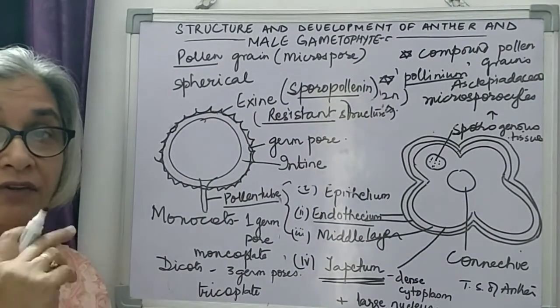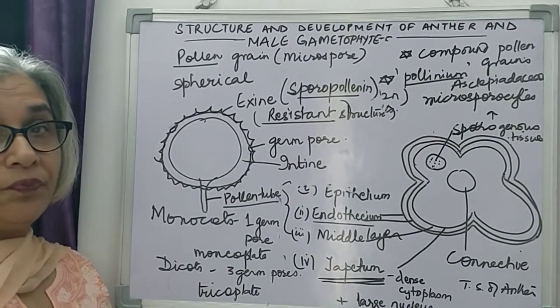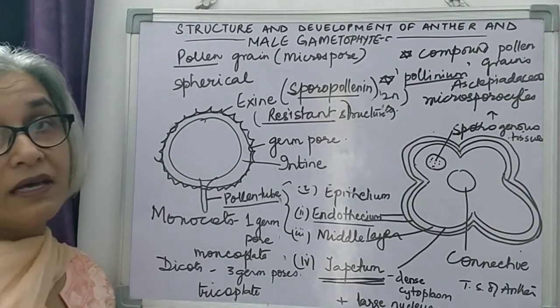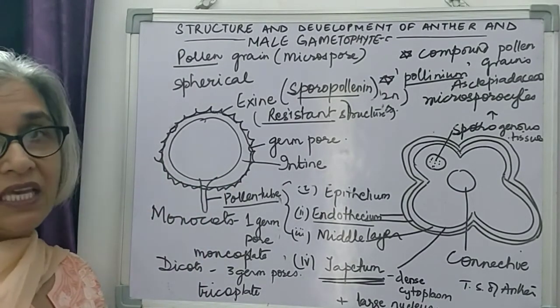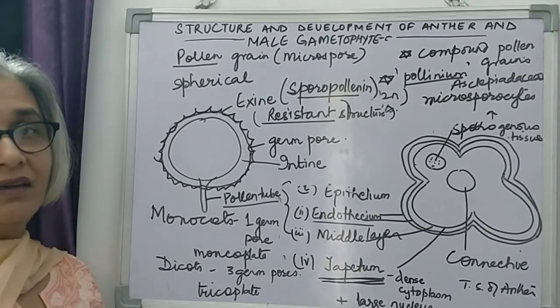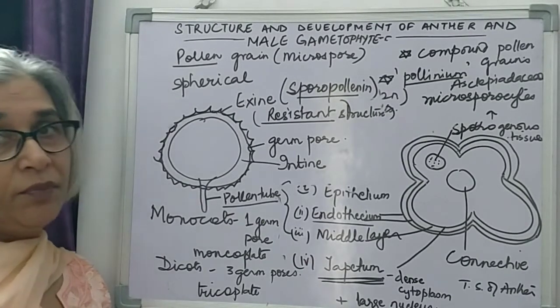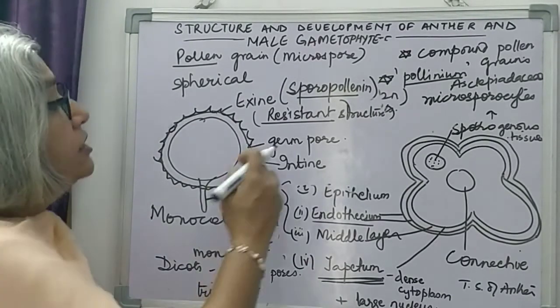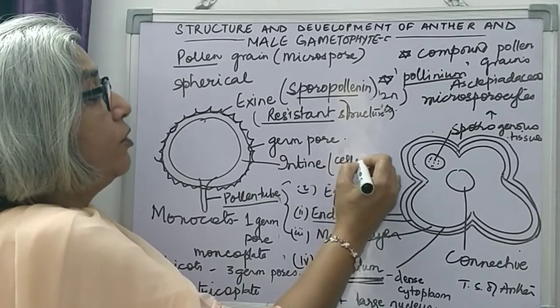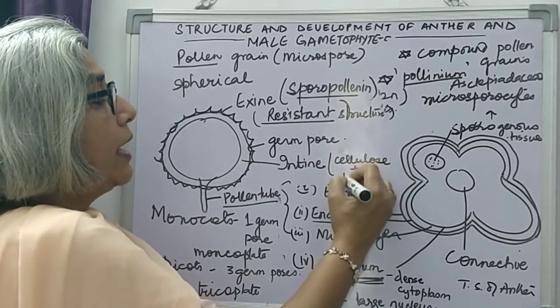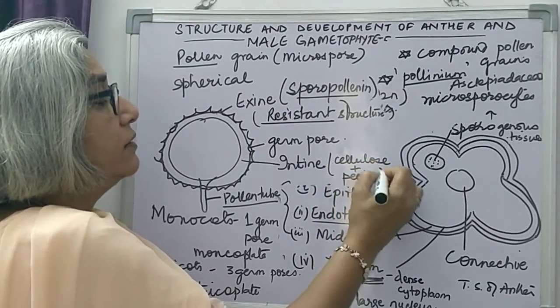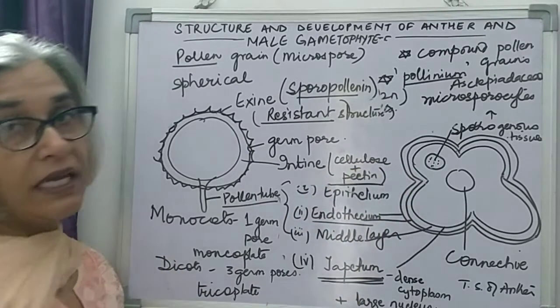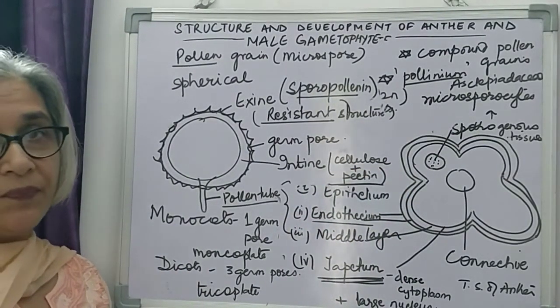So the intine forms the pollen tube, and the exine is the outer hard sticky layer made up of sporopollenin. This intine is made up of cellulose and pectin. The component that makes the intine is cellulose and pectin.